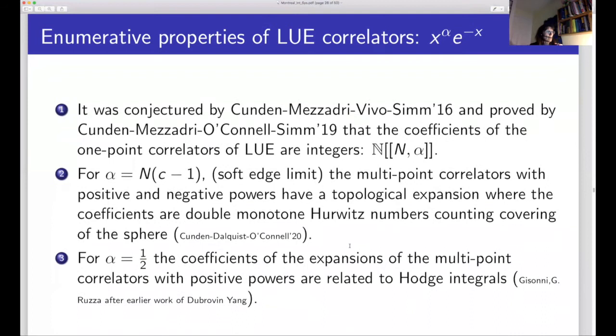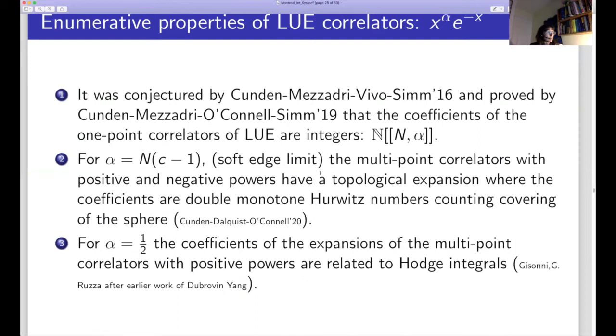This was proved by this paper in 2020. I entered the problem when I saw this paper. I became interested in this problem, and so we started to work on this, and we also observed that for the particular case alpha equal 1/2, the partition function of the Laguerre ensemble with the times coincides with the generating function of r-spin integrals that was studied by Dubrovin and Yang in the same years. This was a paper in 2018. They produced some partition function for these integrals, and it was not clear what object it is, but isn't it the Laguerre partition function, the partition function of the Laguerre unitary ensemble?